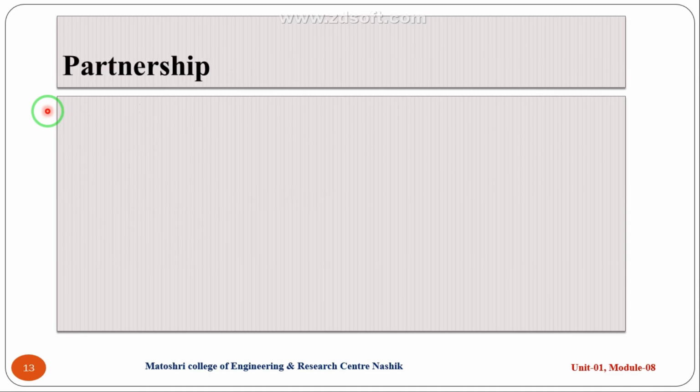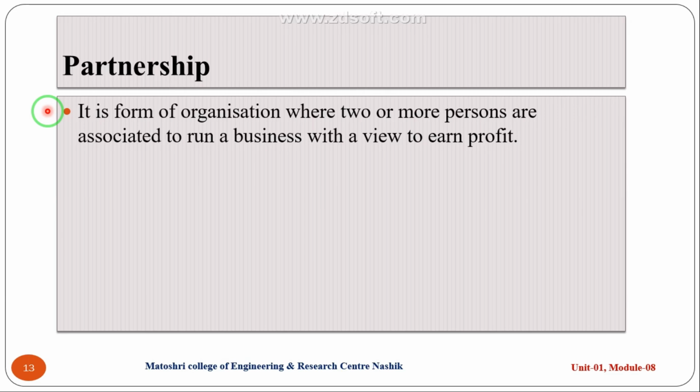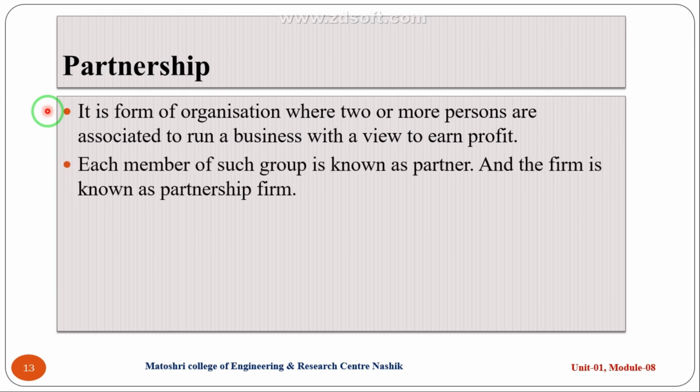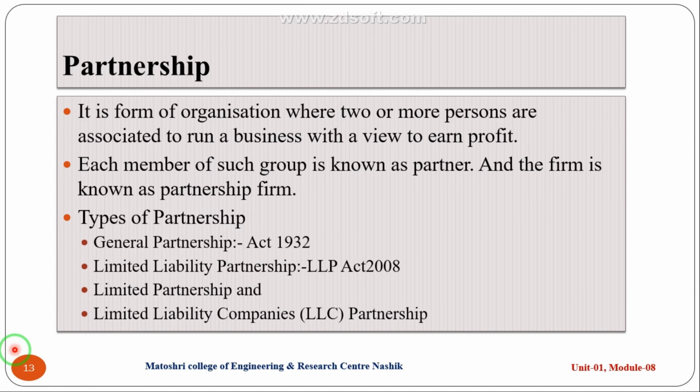Now, the next type is partnership. It is a form of organization where two or more persons are associated to run a business with a view to earn profit. Each member of such a group is known as a partner, and the firm is known as a partnership firm. Now, what are the types? General partnership under the Partnership Act 1932, Limited Liability Partnership Act 2008, Limited Partnership, and Limited Liability Companies (LLC) Partnership.